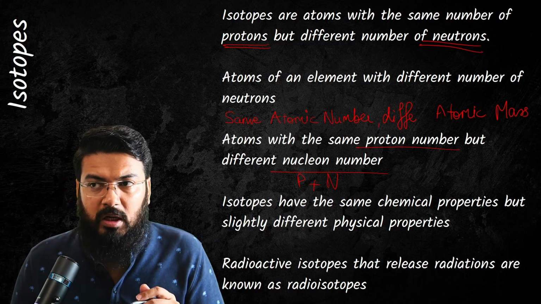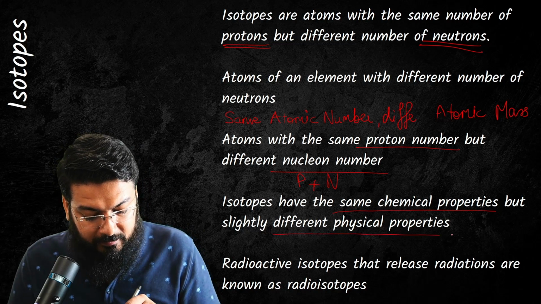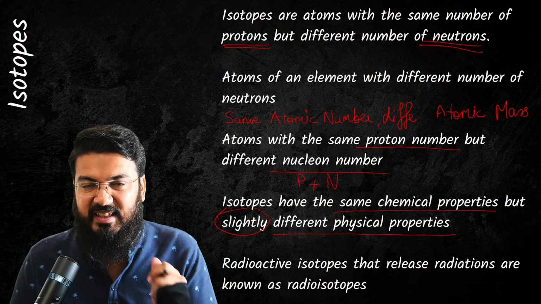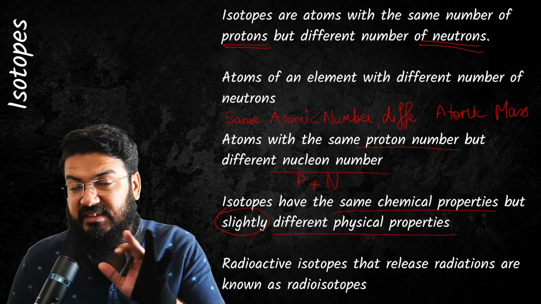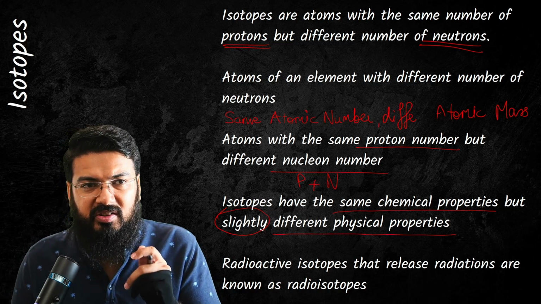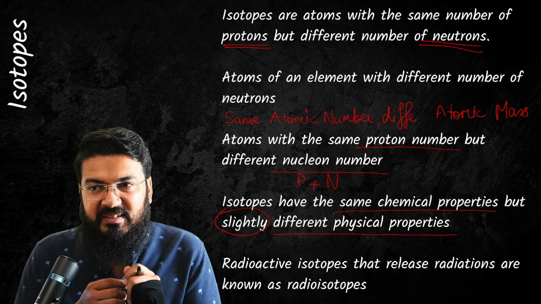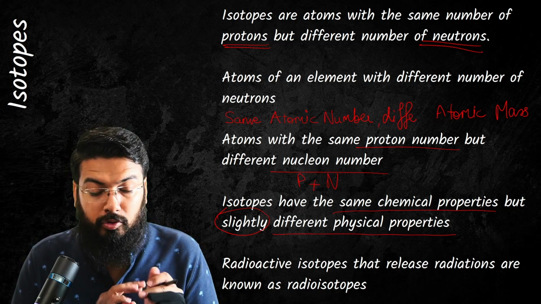Now, how are isotopes different? They have the same chemical properties but different physical properties. Slightly is the keyword over here. Only slightly different properties. Why? Because you have the same number of protons, so the element is exactly the same, but because there's one more or one less neutron, the mass is going to be slightly different and the physical properties are also going to be slightly different.